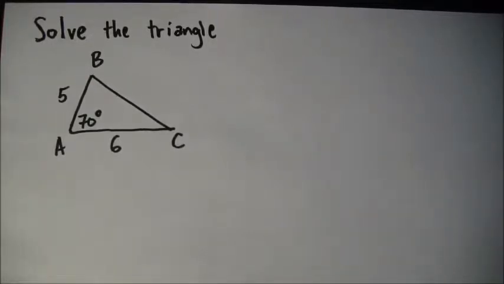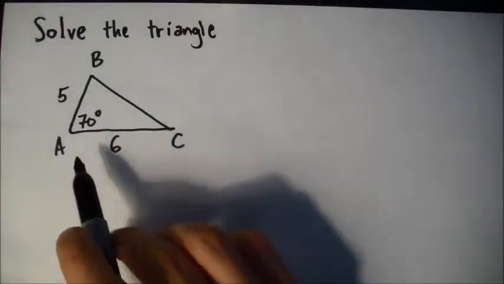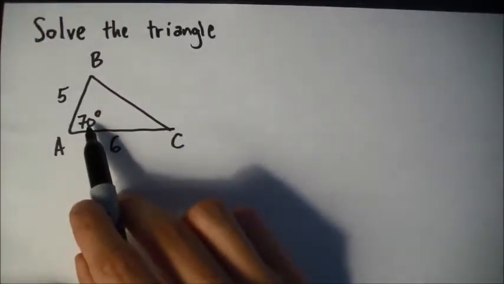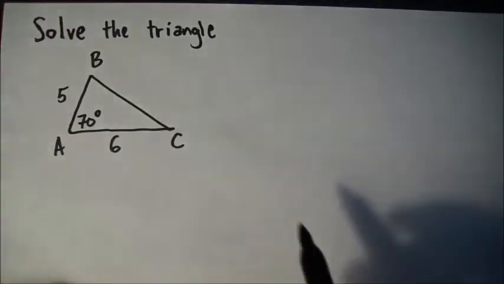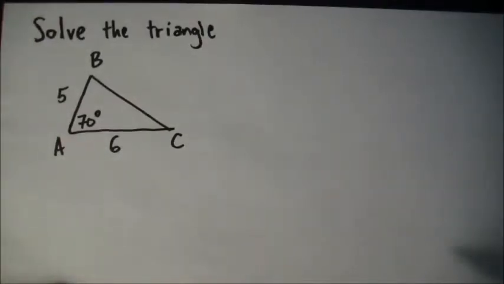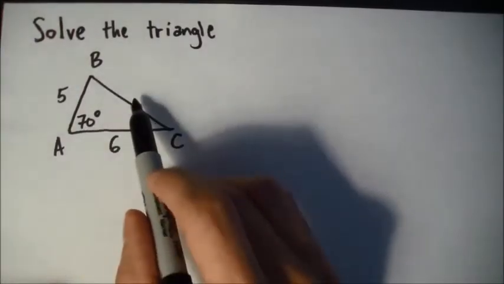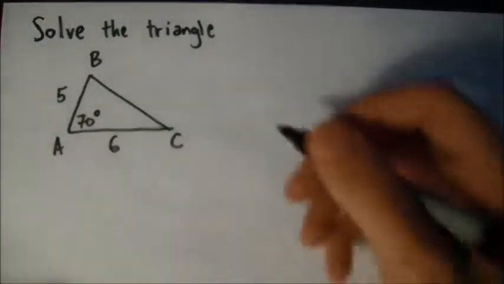Here we're going to solve a triangle using a combination of the law of cosines and the law of sines. So here we're given some information. We're given two sides and the included angle. So this is a side angle side case, which we have to approach using the law of cosines. We can't use the law of sines because we don't have an angle and its opposite side. So we must use the law of cosines.